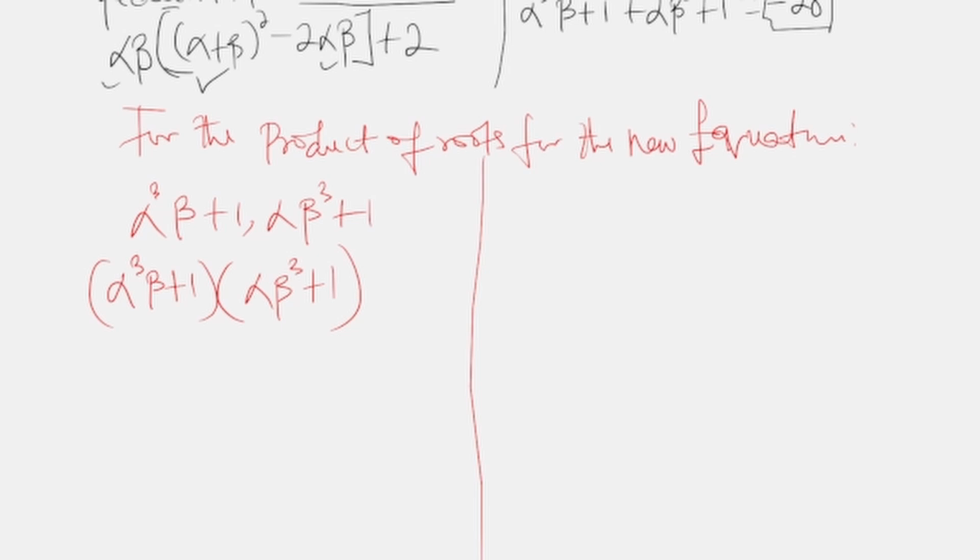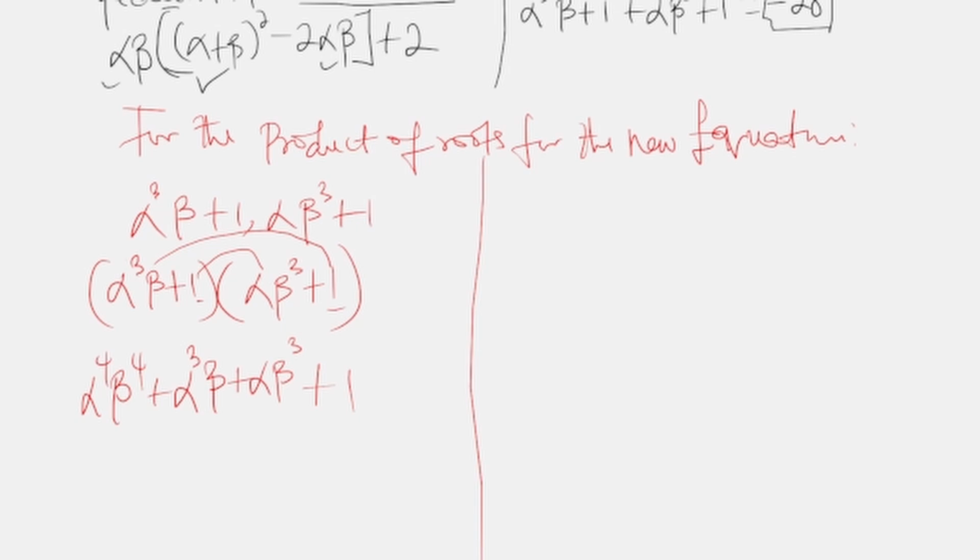Okay, let's do it this way. Alpha cubed times alpha will give you alpha to the power of 4. Now, beta times beta cubed will give you beta to the power of 4. So when you multiply them together, alpha cubed beta times alpha beta cubed will give you alpha to the power of 4, beta to the power of 4. Now, let's multiply alpha cubed beta times 1 will give you alpha cubed beta, right? Now the next one is 1 times alpha beta cubed. You also have the same value, which is alpha beta cubed. Then 1 times 1 will give you 1, okay?